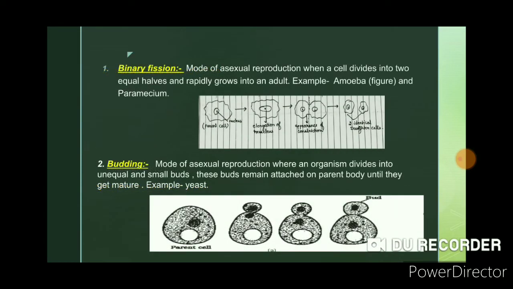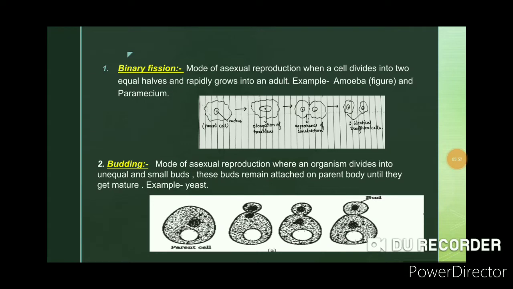Next, what do we mean by binary fission? Binary fission is a mode of asexual reproduction, which means that an organism asexually divides, or a cell divides, into two equal halves. It is a mode of asexual reproduction where a cell divides into two equal halves and these two equal halves rapidly grow into an adult.